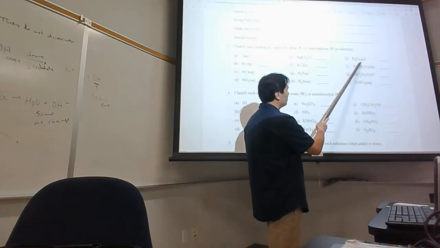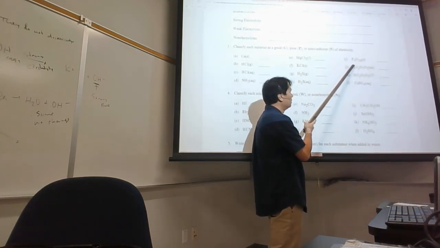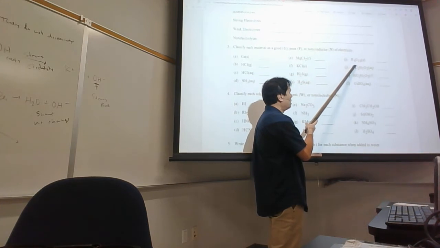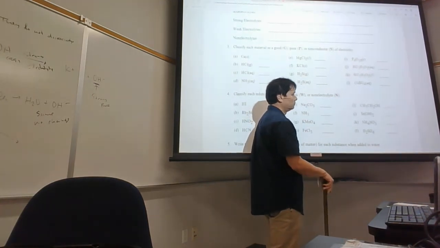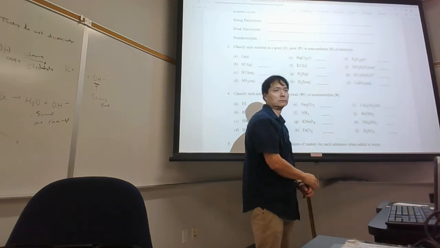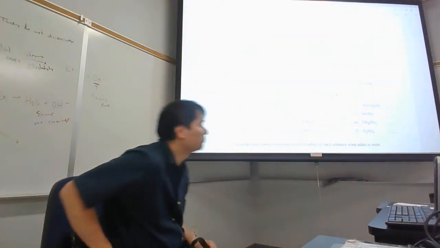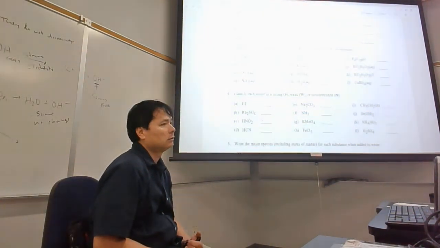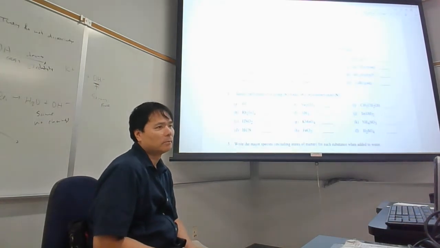Now this is a proper binary molecular compound. It's not an acid, it's just a regular binary molecular compound. When we look at this binary molecular compound, what would we name it? P4O10, name. Tetraphosphorus decaoxide. Yeah.